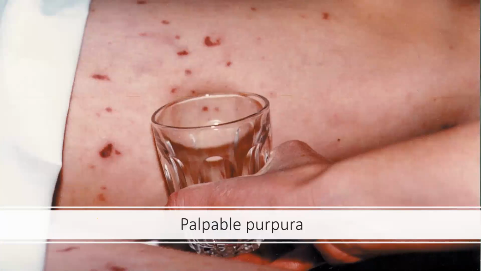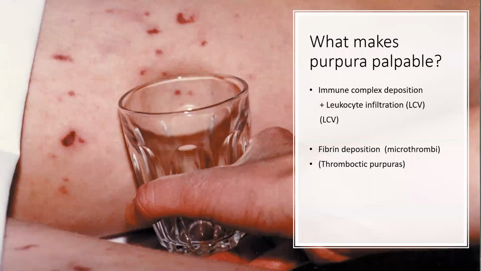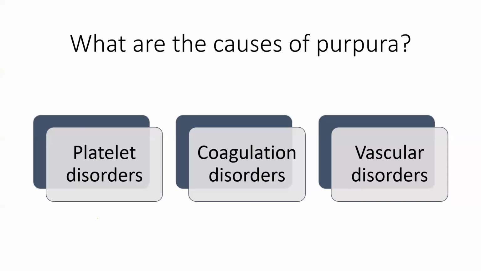So palpable purpura is something different. This is just a picture showing that these lesions do not blanch and they are palpable. And the reason they are palpable is actually because of a leukocyte infiltration or thrombin. I'm going to show you a little bit about that. So what makes it palpable? As I said, leukocytoclastic vasculitis with leukocyte infiltration. It can also be microthrombi from fibrin deposition, and these are referred to as thrombotic purpuras.